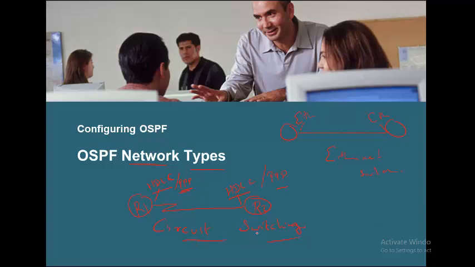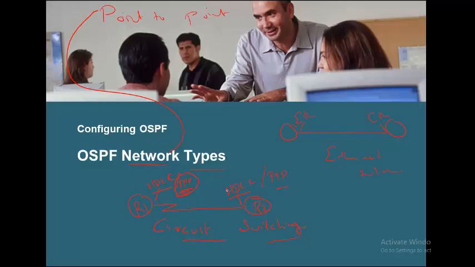Now, in circuit switching, when you run OSPF, the network type will be called point to point. That's the OSPF network type. This is not the point to point protocol, PPP. I'm talking about the OSPF network type if OSPF runs on circuit switching. It is called point to point network type.